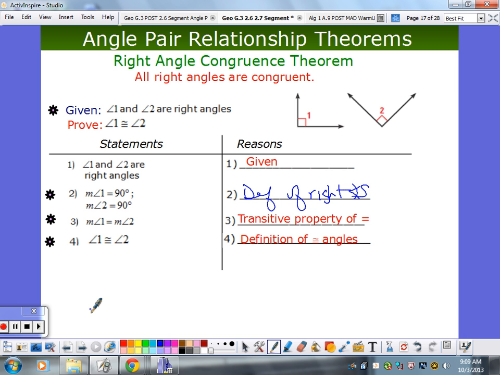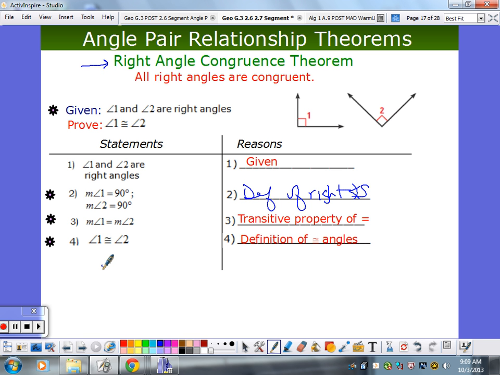It should be pretty easy. It's kind of an obvious statement. But now I can do that. So if you ever have two right angles or three right angles, you can say they are congruent. Why? Because all right angles are congruent. Now let me just say one thing. Some people like to really memorize those names. The right angle congruence theorem.